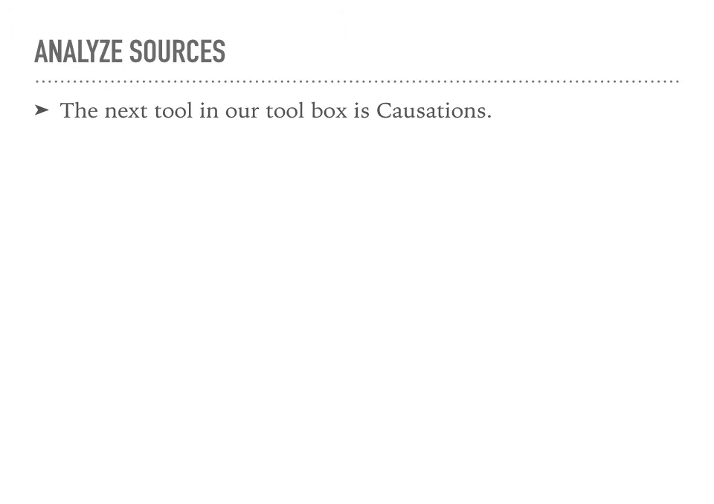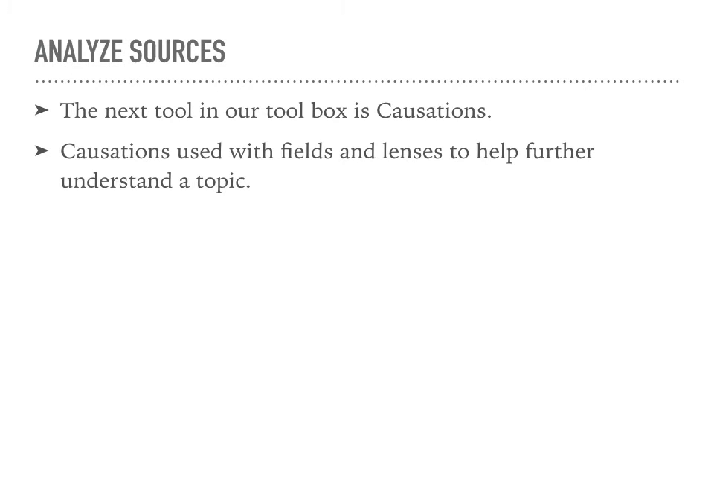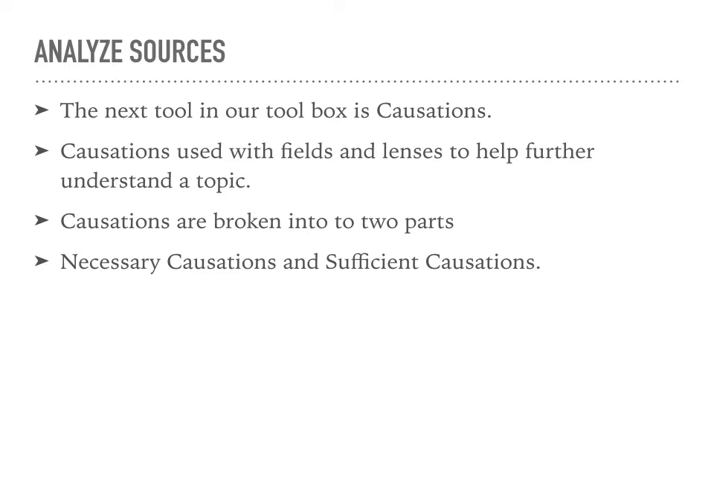The next tool is causations. So what is a causation? A causation used with fields and lenses helps further understand a topic. Causations are broken down into two parts. It's important before we break these down to note that causation is the overview of an event and why an event happened. So basically that has been broken down into necessary causations and sufficient causations. So what's really the difference between the two and why are they important?